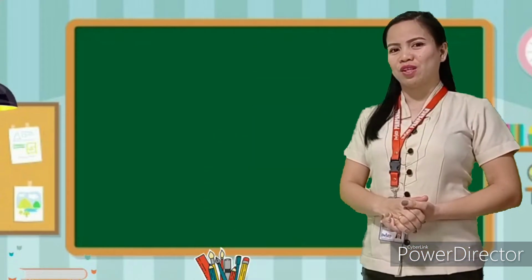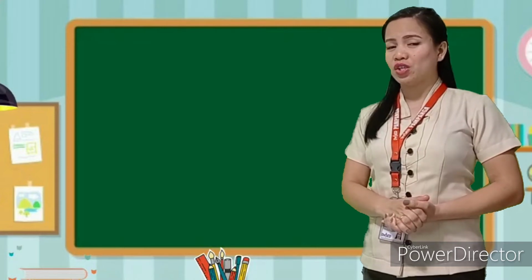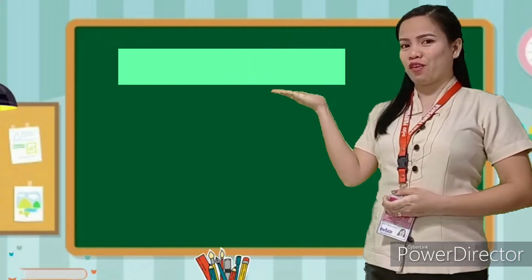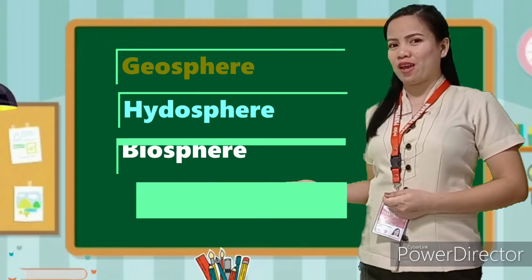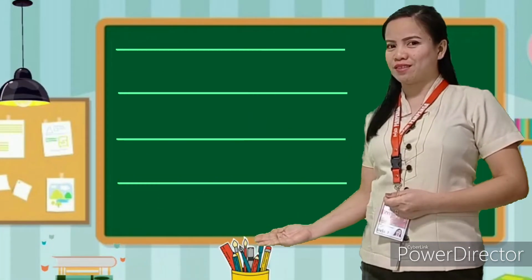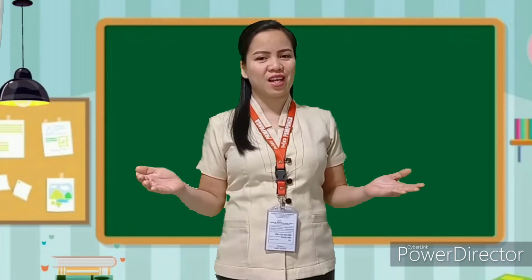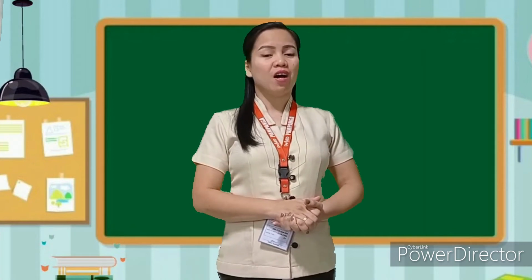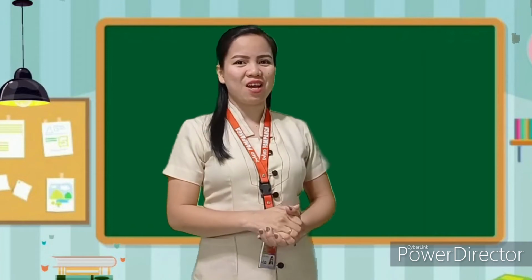Scientists break down the major system into 4 subsystems, also known as spheres, such as the geosphere, the hydrosphere, the biosphere, and the atmosphere. These subsystems work together to influence the climate, trigger geological processes, and affect life all over the planet. To better understand this, let us now answer the activity number 4.